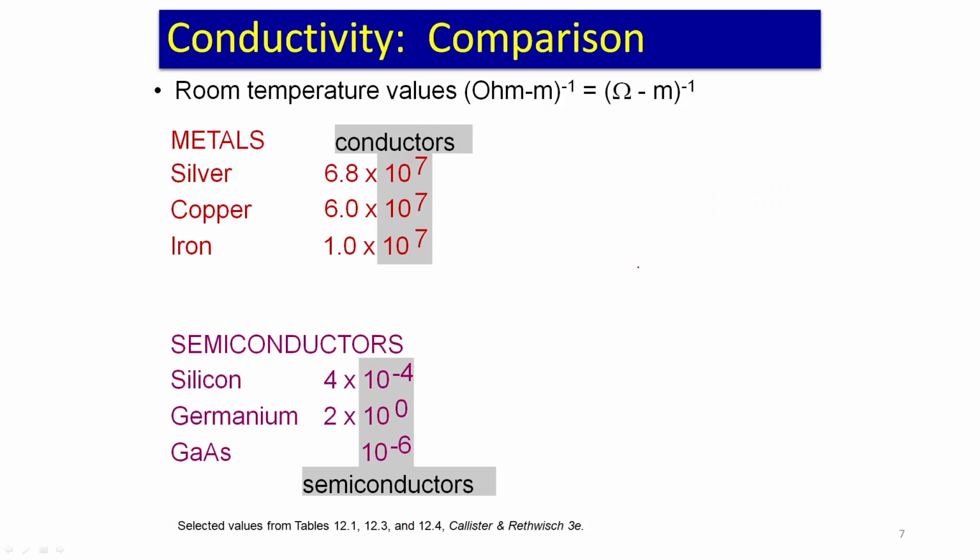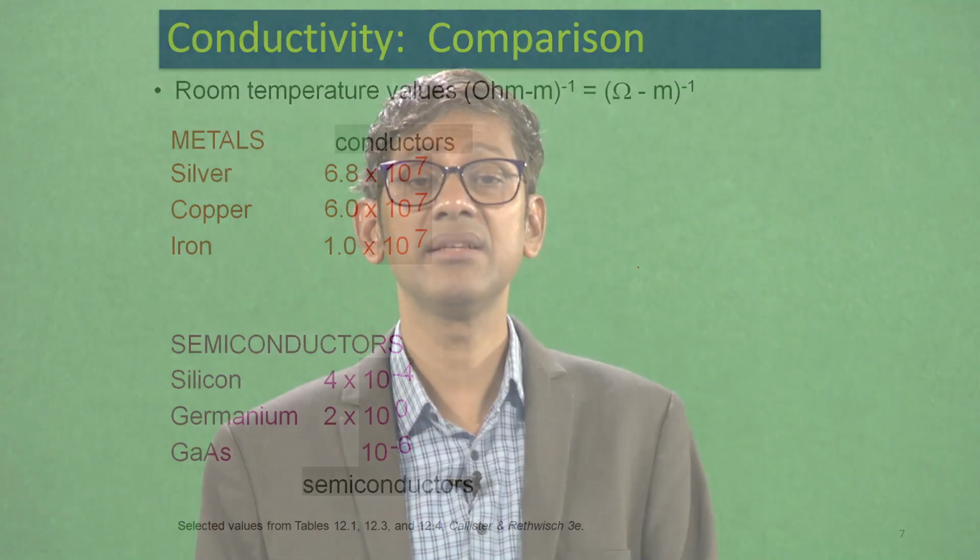Metals are predominantly conductors. I have already given the example of aluminum and copper, and they have a huge conductivity, of the order of 10 to the power 7 ohm meter inverse. That is a massive value, right. Semiconductors have a very low conductivity, like 10 to the power minus 4 to 10 to the power minus 6 ohm meter inverse. Most of the conductors' conductivity does not depend much on temperature. On the other hand, semiconductor conductivity is a strong function of temperature.